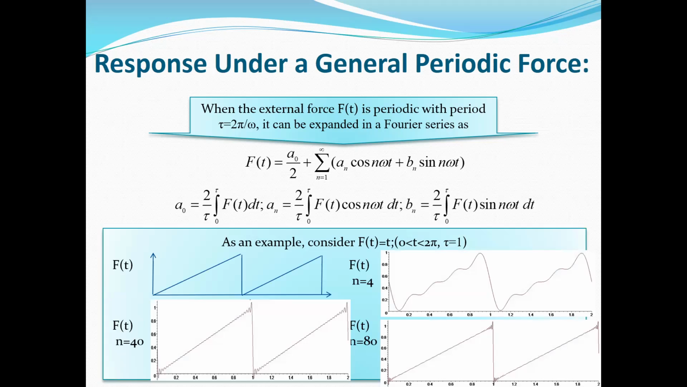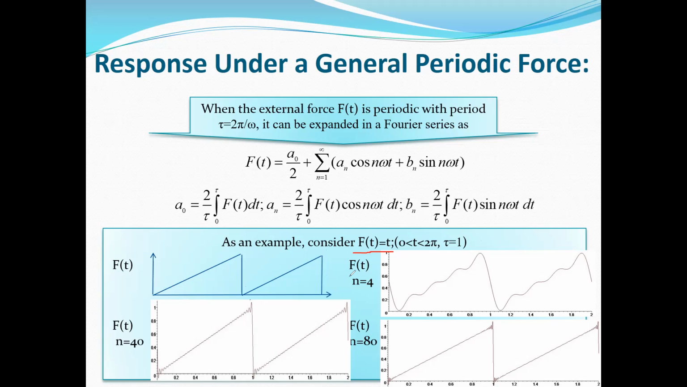For example, here you can see this is the f(t), which is a periodic function. As you can see, the definition for f(t) is equal to t for t between 0 and 2 pi. So the period of this function is equal to 2 pi. And if you plot f(t), you can see it has a periodic form like this.